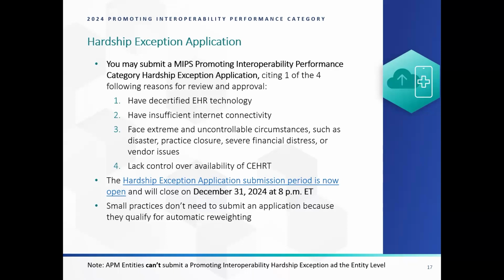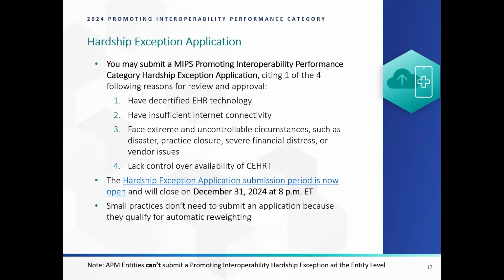If you have insufficient internet connectivity, or extreme and uncontrollable circumstances, so that could be a disaster, financial distress or vendor issues, or you lack control over the availability of CERT. That would mean that you work in a practice where the leadership of your practice has chosen not to have CERT, and so it's out of the scope of your control.